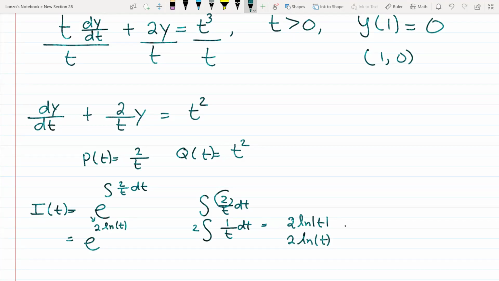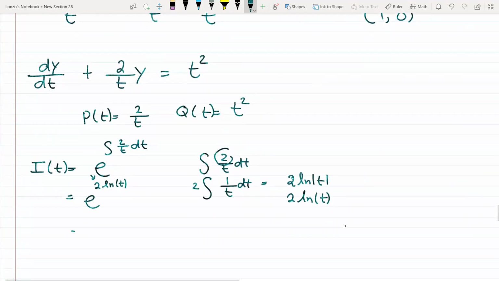Yes, do you see this too? Remember, when you're dealing with logs or natural log, if you have a 2 in front of the natural log, it's technically a power. So you can rewrite this as e to the ln of t squared. Is there anything you can cancel? Yes, you can cancel the e and the ln, so you're left with t squared. So your I of t is t squared.